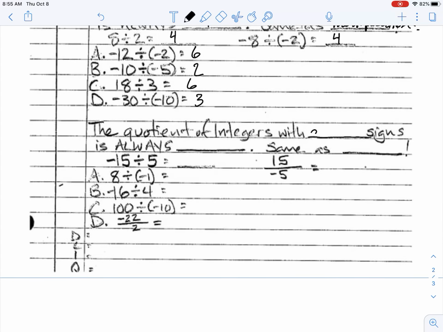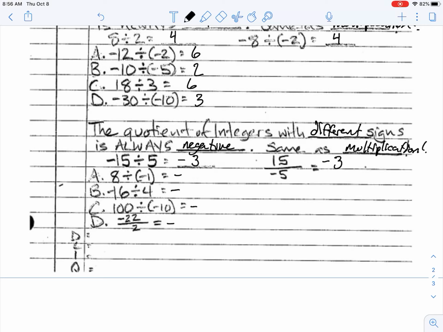And finally here, the quotient of integers with different signs is always negative, same as multiplication. So since the signs are different for all these, we know they will be negative. So 15 divided by 5, negative 15 divided by 5, excuse me, will be negative, and that's 3. 15 divided by negative 5, well, same thing. We've got negative because the signs are different. 15 divided by 5 is 3. So different signs for each of these problems, so we know they will all be negative.